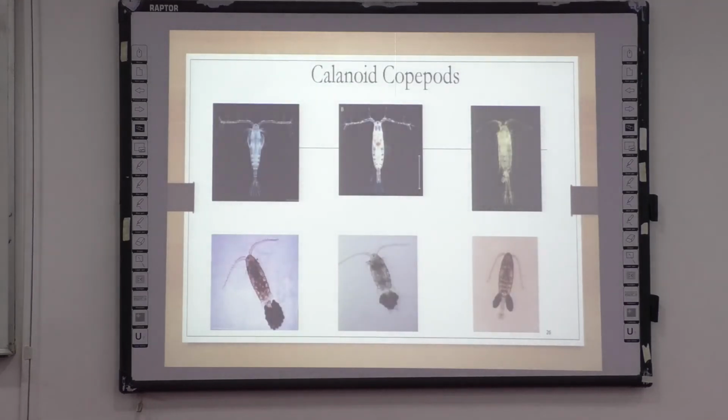Now you just see the photograph of some of the calanoid copepods, and this group ranges 2 to 5 millimeter in length, and they are the most dominant in the marine habitat. This group is more predominant than the cyclopoids and harpacticoids.